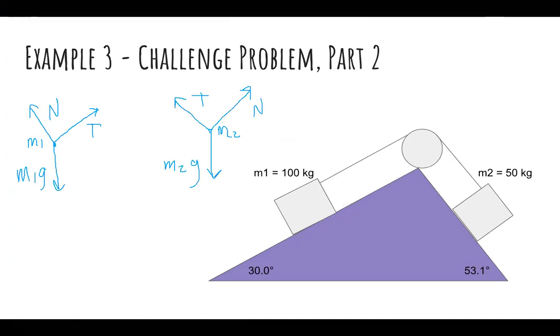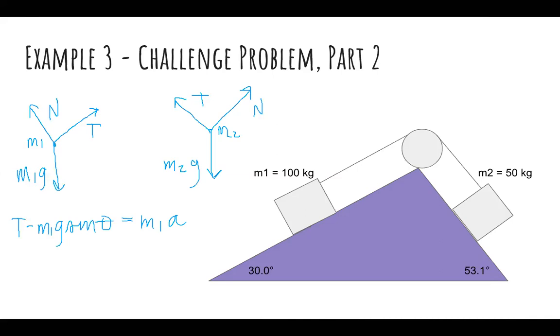Doing something similar to what we did in part one of the first problem, we're going to write out our Newton's law equations. For M1, we have the tension minus M1G sine of theta, our x component, is equal to M1 times A. And we can assume that A is the same for both of them because they're connected by a rope, so they're moving together.